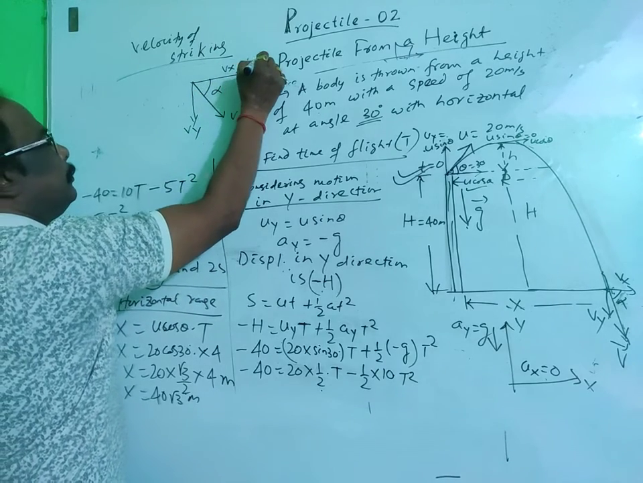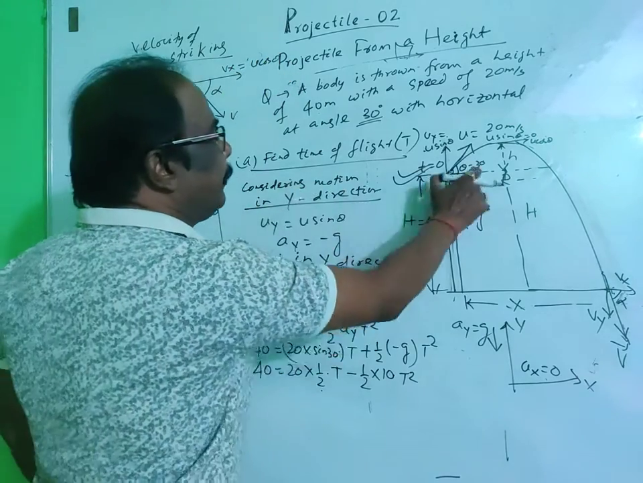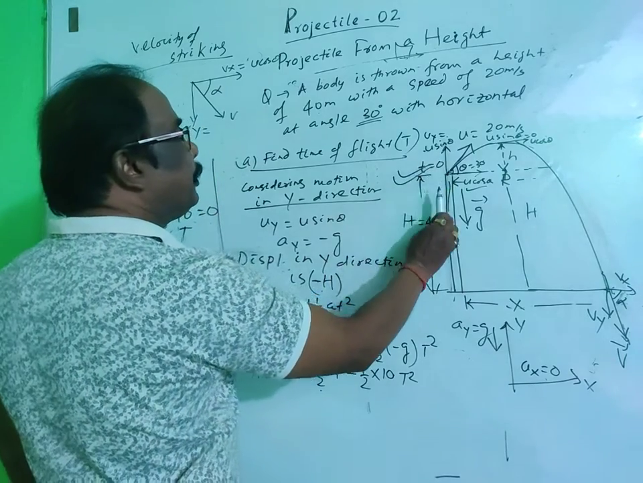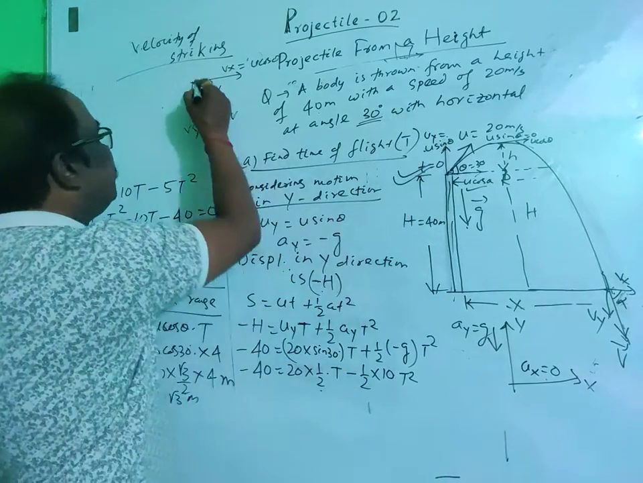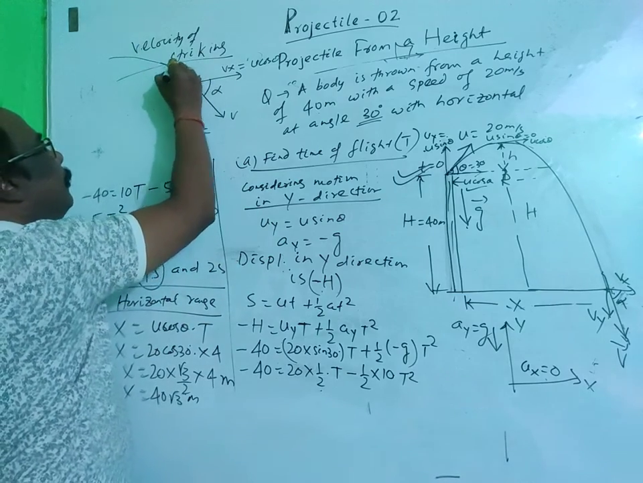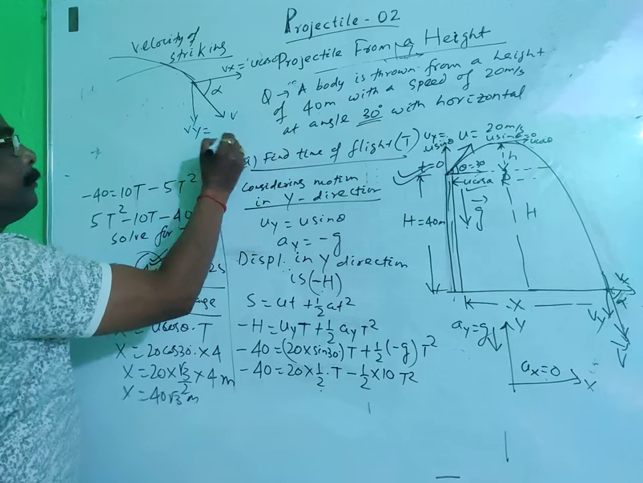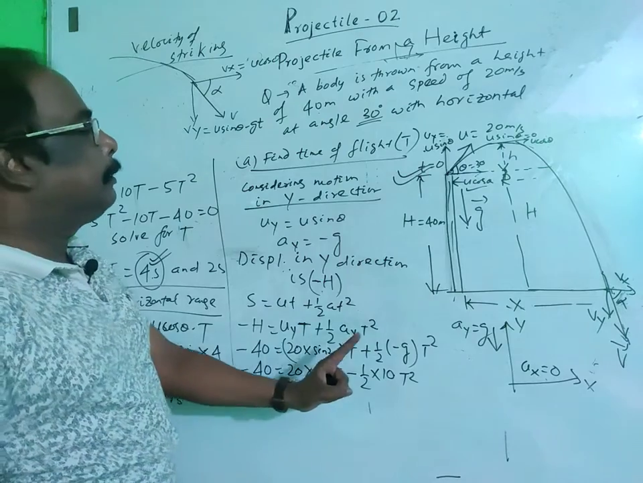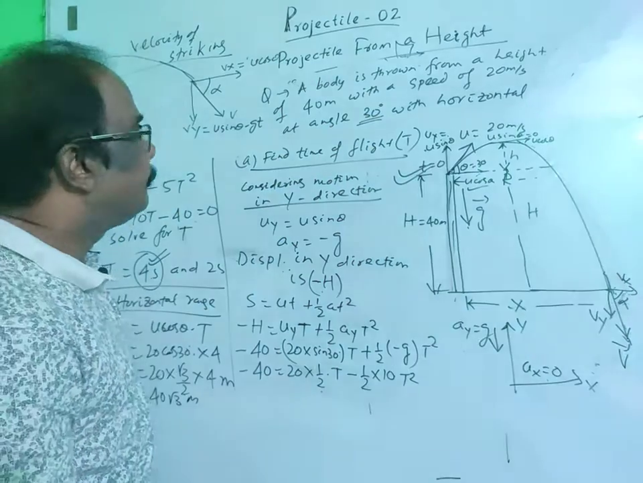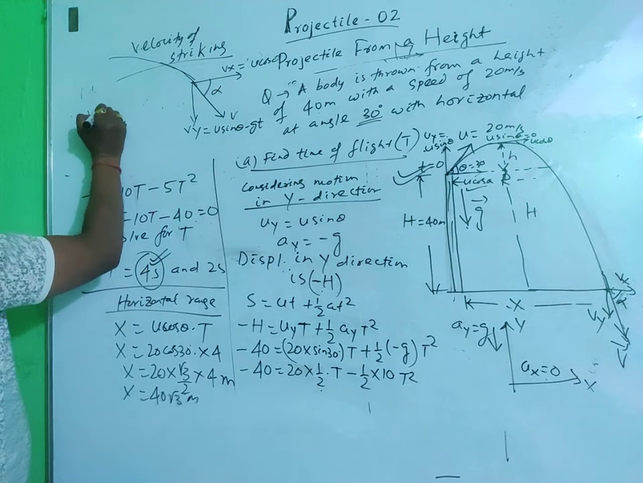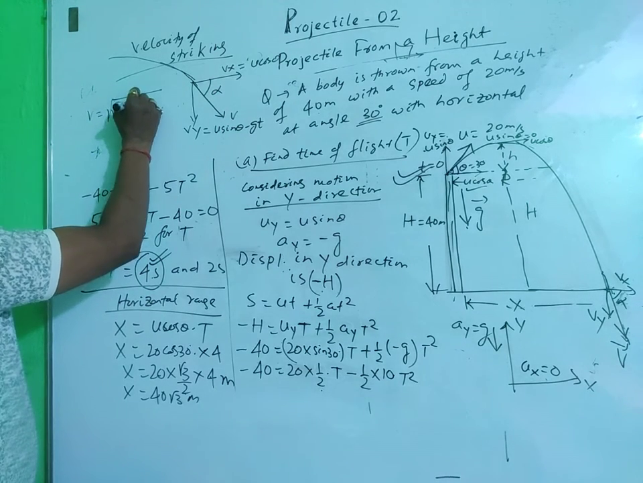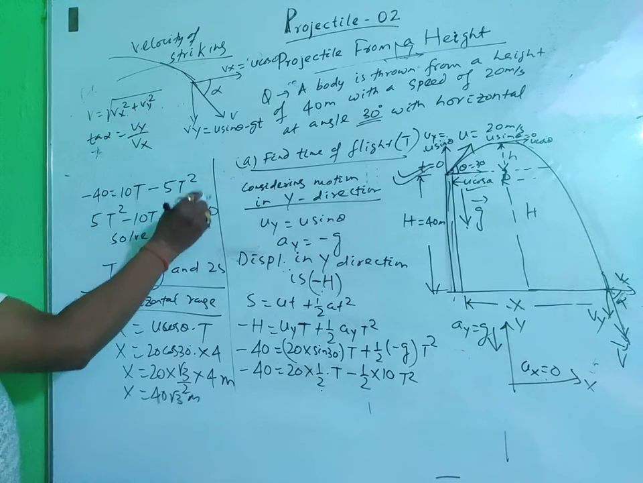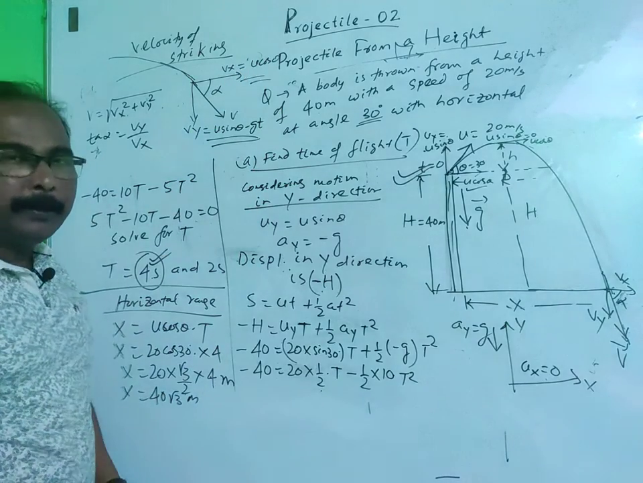So vx is equal to u cos theta. See, u cos theta, the horizontal component remains constant, then vy. Vertical velocity is u sin theta in the upward direction, but when it strikes the ground, vy is in the downward direction. So vy is equal to u sin theta minus g t. U sin theta in the upward direction, g t in the downward direction. So now we can calculate v is equal to square root of vx square plus vy square, and tan alpha is equal to vy by vx. Just use this, you can get your answer.